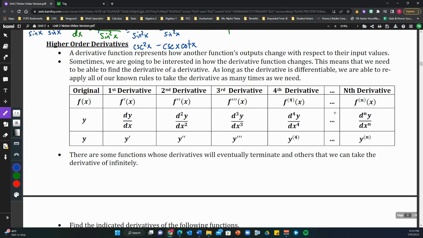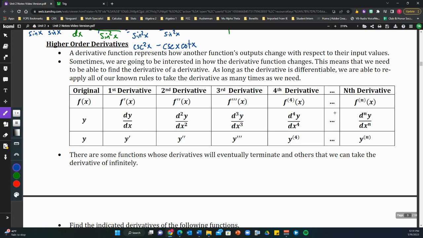As long as the derivative function itself is differentiable, or in other words, its graph can be differentiated, we can calculate the slope or the rate of change of the derivative function's graph. Remember, that's what it means to be differentiable. Then we're able to reapply all of our known rules to take the derivative as many times as we need or want. There are a lot of applications to this because if our derivative function tells us how f changes, then the second derivative is going to tell us how the first derivative changes. But that also has implications about the original graph.